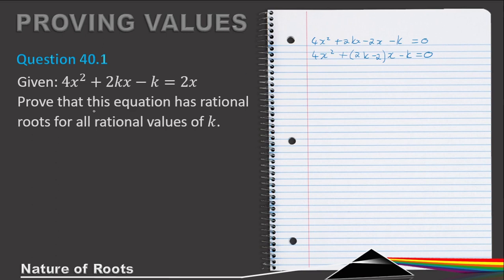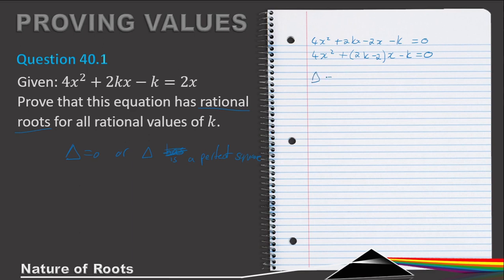So the question says it has rational roots. First of all, ask yourself, what do we need to prove if it has rational roots? We need to prove that the discriminant is either equal to 0, or that the discriminant is a perfect square. All right, so one of those two things. So we're going to start.